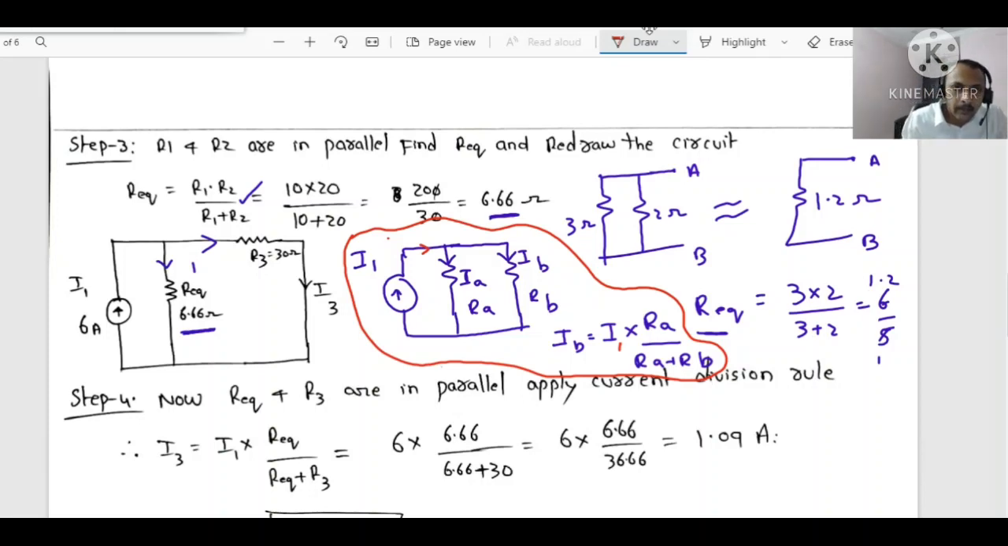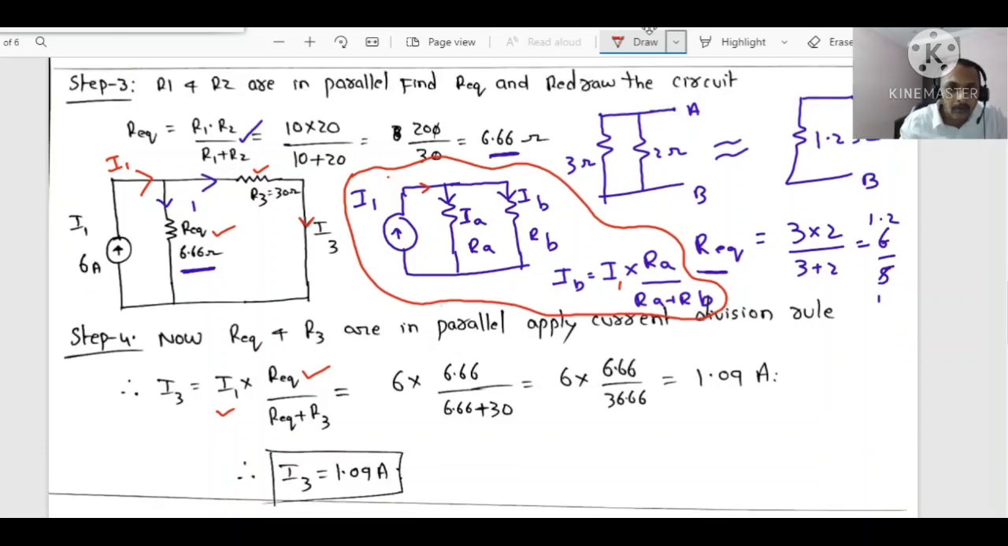Similarly, observe, dear students, now I want I3. Now tell the formula. I3 equals, what is the total current entering here? I1. This current is I1. I1 into, for this I3, what is the opposite side resistance? This R equivalent. So R equivalent divided by, what is the total resistance? R equivalent plus R3. This step is very important. Even though you have simplified up to here, if we don't know the current division rule, then the entire problem goes wrong. This I3 equals total current into opposite arm.